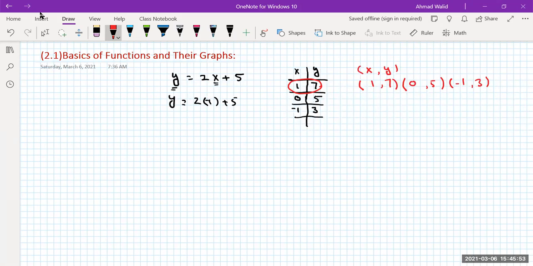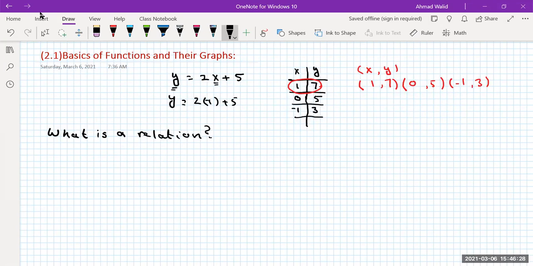Now, we call an ordered pair a relation. Correct? Let's start from here. What is a relation? Let's answer this question. What is a relation? Correct?